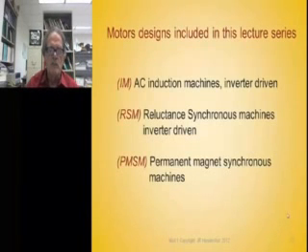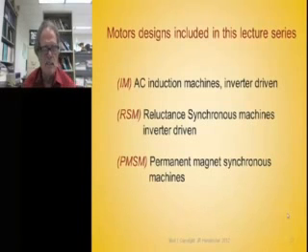The 3 motors that we're going to study in this lecture series are described here. There's the IM, which is the AC induction machine, not the ones that are powered by the grid, but the ones that are inverter driven. That's what we're going to emphasize: the details of why and how you have to use the right rotor design if you're going to run an AC induction machine from an inverter.